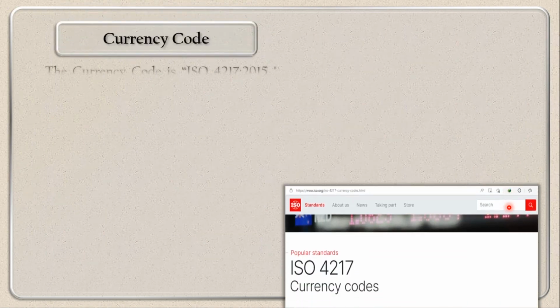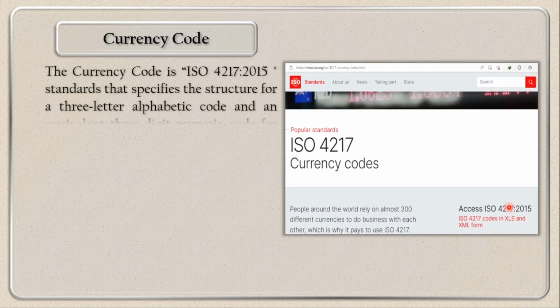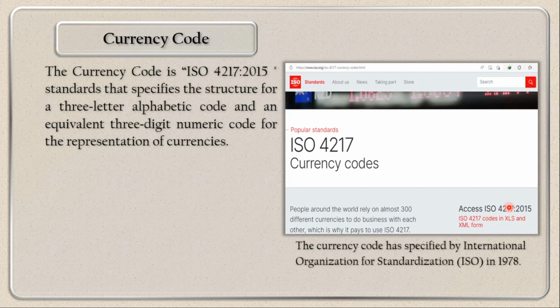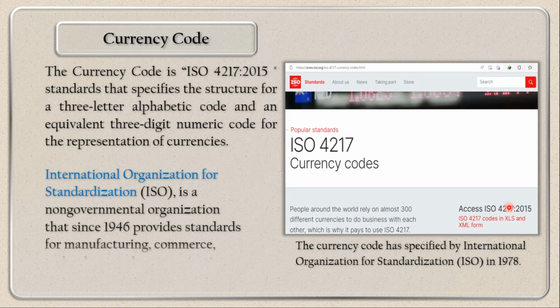Currency code. The currency code is the ISO 4217:2015 standard that specifies the structure for a 3-letter alphabetic code and equivalent 3-digit numeric code for the representation of currencies. The currency code was specified by the International Organization for Standardization, ISO, in 1978. ISO is a non-governmental organization that provides standards for manufacturing, commerce, technology, and communication.